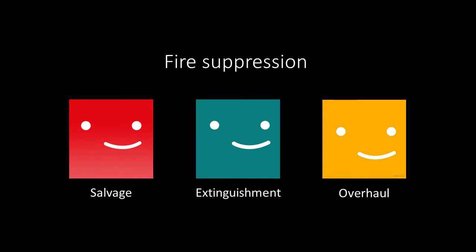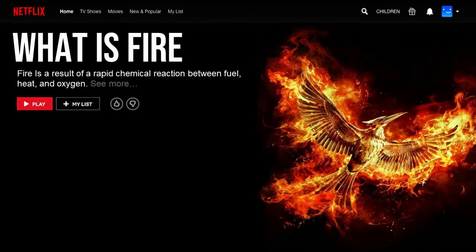Good day, everyone. This is Group 6, and we are going to discuss the different types of fire suppression, including salvage, extinguishment, and overhaul. First, we are going to define what is fire.